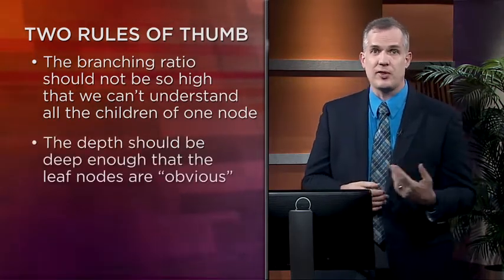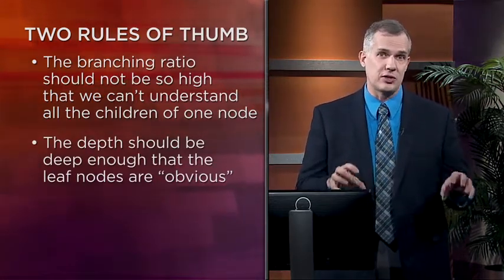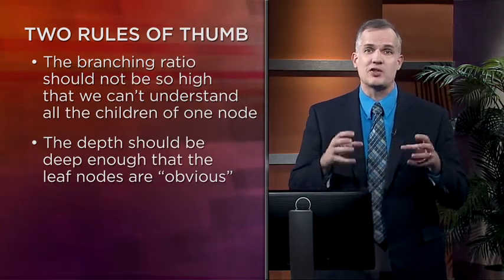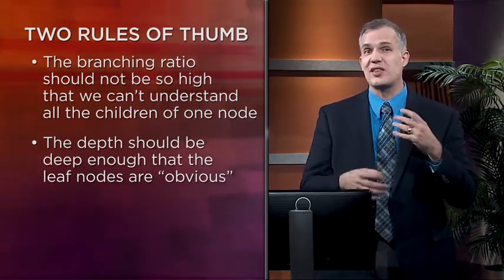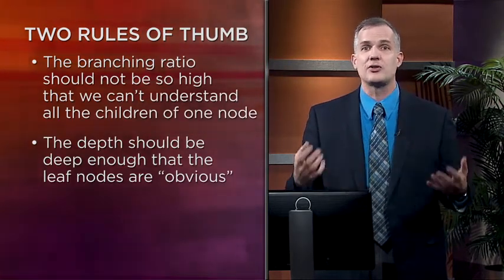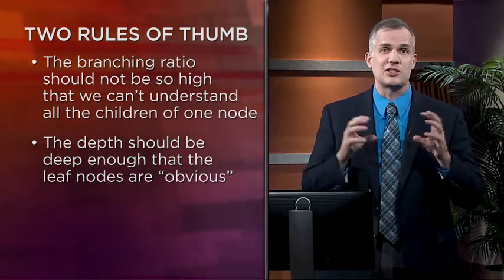Second, the depth, the number of levels in the tree, should be deep enough that the leaf nodes are obvious. Now, by obvious, we mean that a particular task should be something that an experienced programmer could readily implement without having to understand the other parts of the program. Typically, this means just a few lines of code.